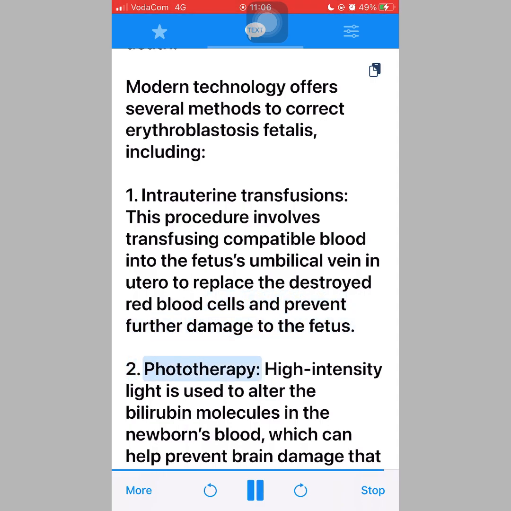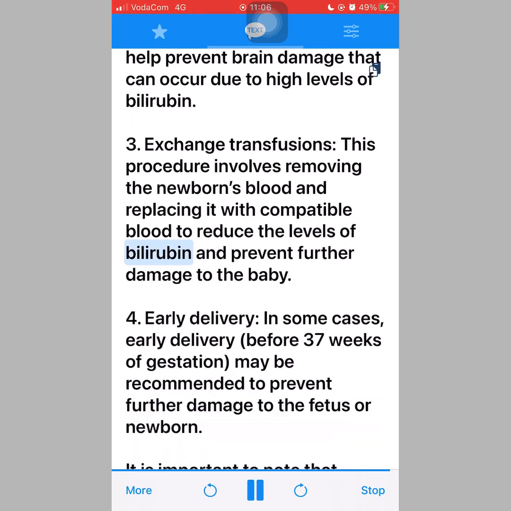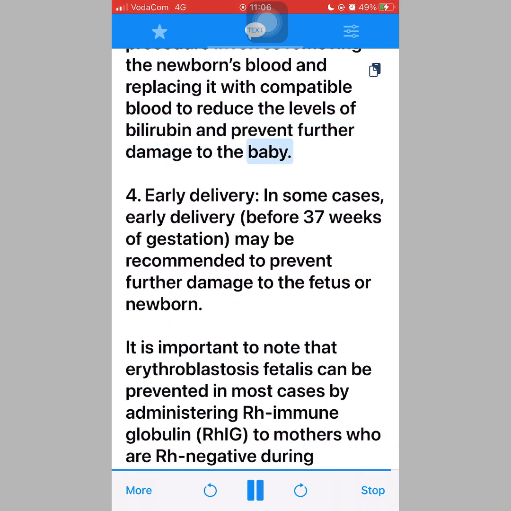2. Phototherapy. High-intensity light is used to alter the bilirubin molecules in the newborn's blood, which can help prevent brain damage that can occur due to high levels of bilirubin. 3. Exchange transfusions. This procedure involves removing the newborn's blood and replacing it with compatible blood to reduce the levels of bilirubin and prevent further damage to the baby. 4. Early delivery. In some cases, early delivery before 37 weeks of gestation may be recommended to prevent further damage to the fetus or newborn.